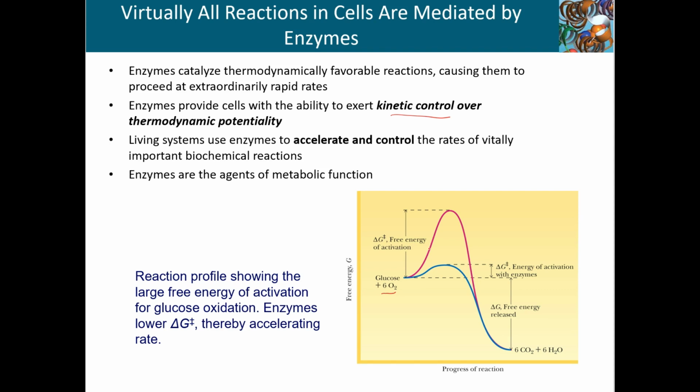So if we take a look at this diagram, you can see that glucose is being oxidized and takes 6 oxygens per unit of glucose, and if it happens perfectly, we get 6 equivalents of carbon dioxide and 6 molecules of water. Now, this is an energetically favorable reaction. You can see that the products have a much lower free energy than the reactants. However, without the presence of an enzyme, we have this very large barrier, free energy of activation, associated with the activation of the reaction.